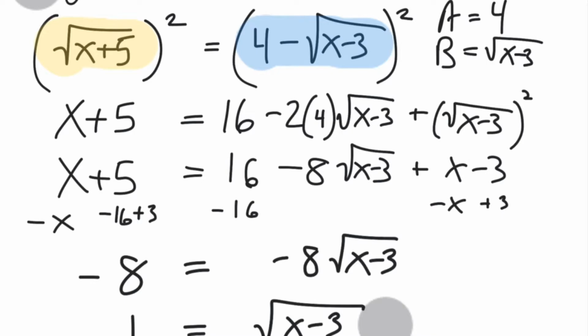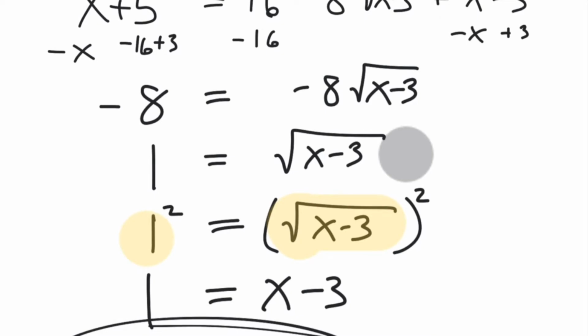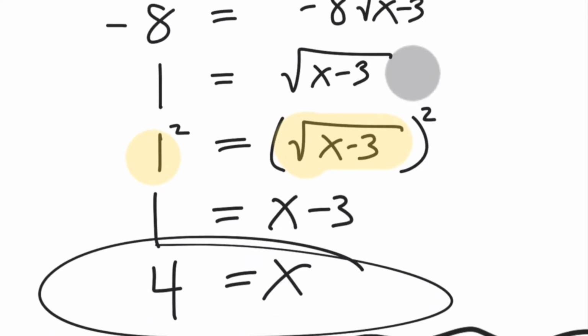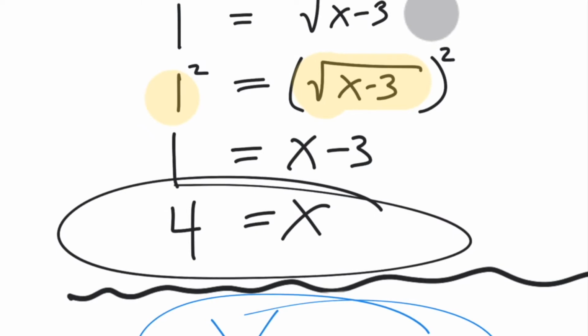I'm going to further isolate the radical and divide both sides by negative 8. Dividing both sides by negative 8, we get 1 equals the square root of x minus 3. Finally, it's isolated. Great. Square both sides. 1 squared is just 1. And then the square root of x minus 3 squared, because it's one term, they distribute, and you get 1 equals x minus 3. Adding 3 to both sides, you get x equals 4.